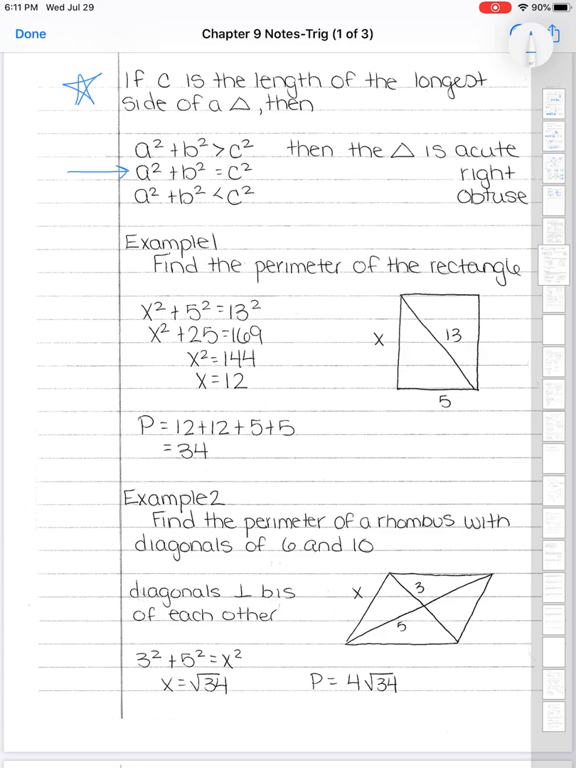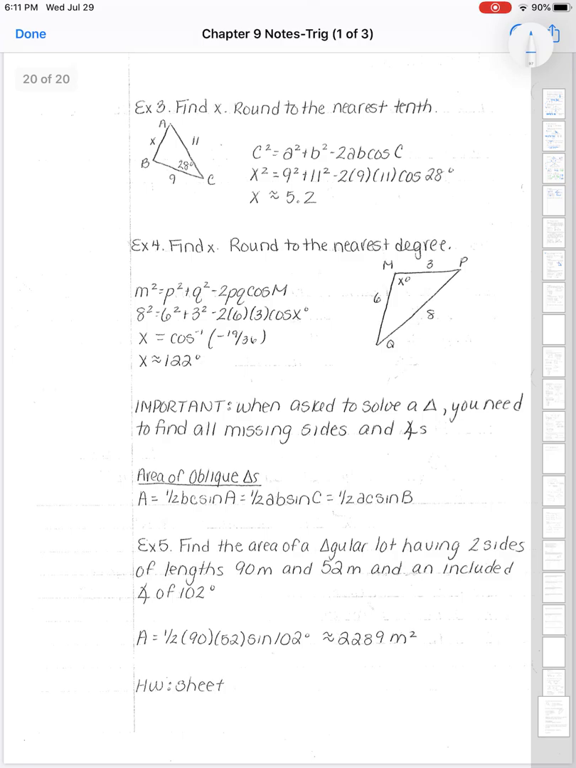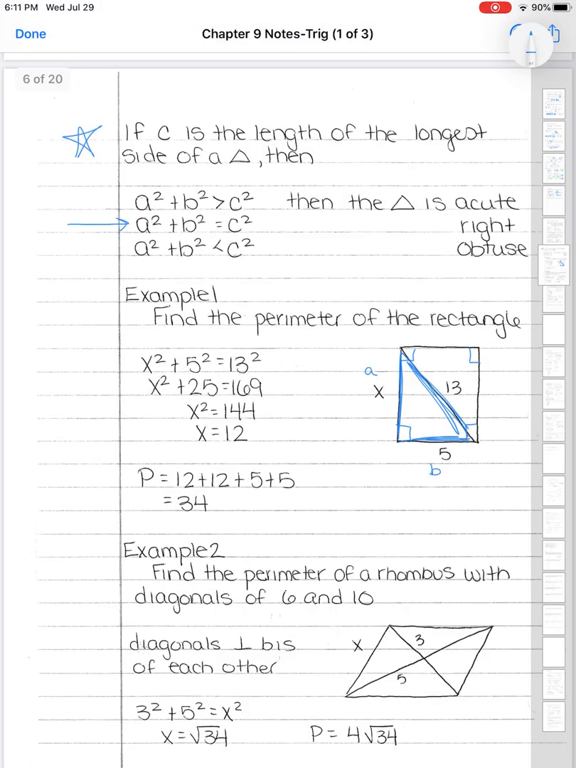All right, so you have three possibilities here. If c is the length of the longest side, you can have what we just talked about, a squared plus b squared equal to c squared, which means you have a right triangle. But that doesn't always have to be the case. If a squared plus b squared is bigger, if the sum is bigger than c squared, then the triangle is acute. If a squared plus b squared is less than c squared, then it's obtuse. So if you're ever asked to classify the triangle based on the length of the sides, this is how you would do it. And this is definitely a commonly forgotten concept, so just put a little star next to that in your notes.